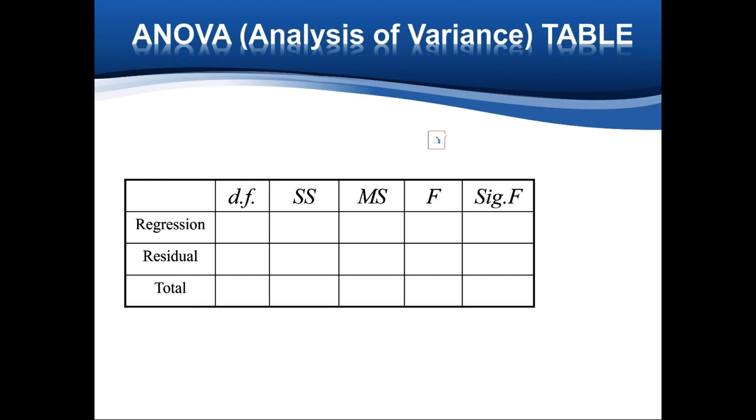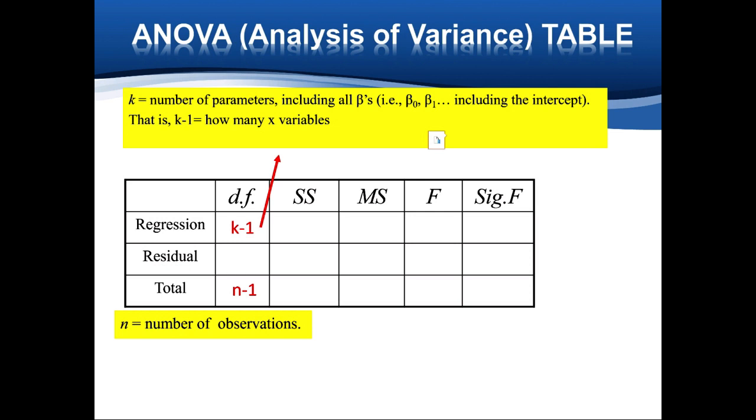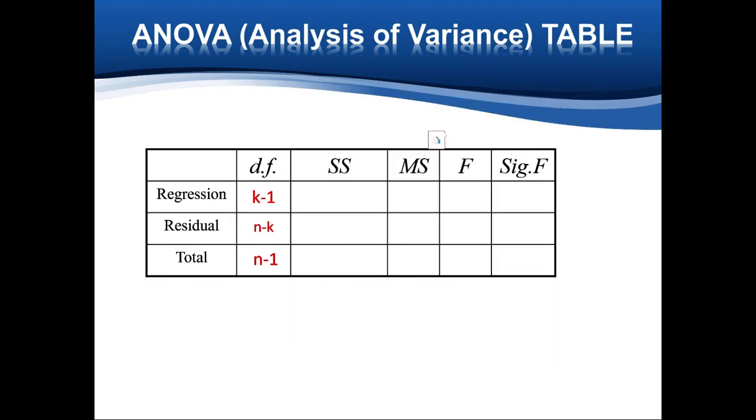First, we figure out the degrees of freedom for the total, which is n minus 1, where n is the number of observations. Secondly, the DF for regression is k minus 1. K is the number of parameters, including all betas, like beta 0, beta 1, including the intercept. That is, k minus 1 equals how many x variables. If you have 2 x variables, this part is 2. If you have 3 x variables, this part is 3. Because the total row is the summation of the first two rows, the DF of residue is total DF minus regression DF.